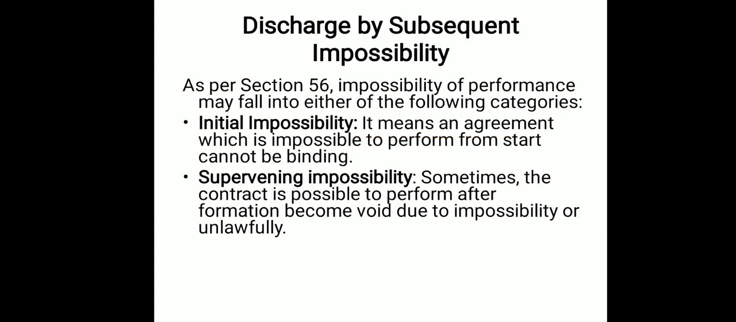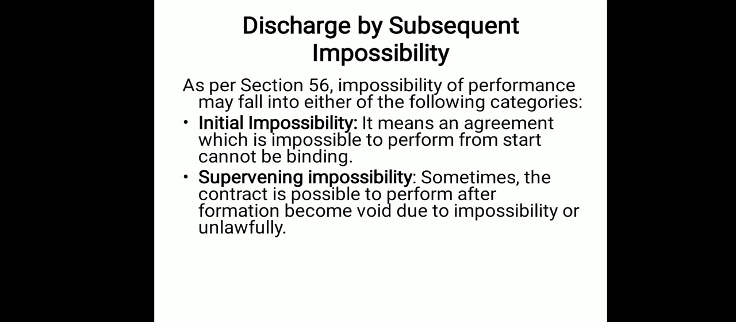Next we have discharge by subsequent impossibility. Now here, one thing always keep in mind: if it is a case of initial impossibility, whether it is known to the parties or unknown to the parties, from the start it is going to be a void contract. You can't enforce it; by law it is not enforceable. A silly example: you and me enter into a contract to get an original star from the sky. Definitely it is impossible to perform, and if knowing this we enter into a contract, it is going to be void from the initial stage itself.